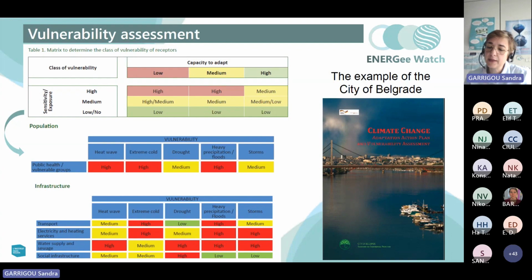In most cases, the diagnosis can be established by using different classes of weighting. For example, high, low, medium. And we can see an example with the city of Belgrade. In the beginning, you have to consider a referential matrix in order to classify your results. And this is the example of the city of Belgrade, and they decline this matrix in terms of population and infrastructure, and they can establish for each component what is the level of their sensitivity and vulnerability regarding different climate parameters. One of the difficulties is to cross several data in order to get this vision of vulnerability.